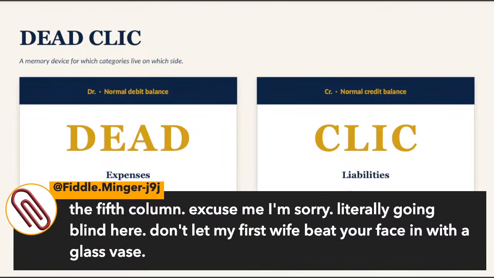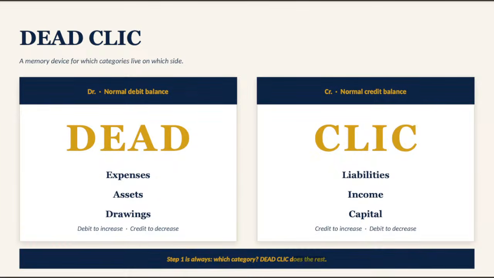Fiddleminger J9J says the fifth column, excuse me, I'm sorry, literally going blind here. Don't let my first wife beat your face in with a glass vase. Yeah, don't do that. The fifth column, I'm not too sure what that means, but perhaps we'll come to it through this presentation. All right, because we're going to be digging deep.